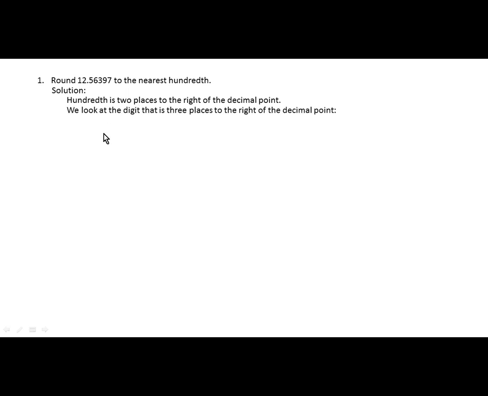Some examples. Round 12.56397 to the nearest hundredth. Okay, we're going to the nearest hundredth. So remember, hundredth is 2 places right of the decimal point. So we look at the digit that is 3 places to the right of the decimal point. It's a 3, right? So since that's a 3, we're going to round down. So the 6 remains a 6, and we get 12.56.